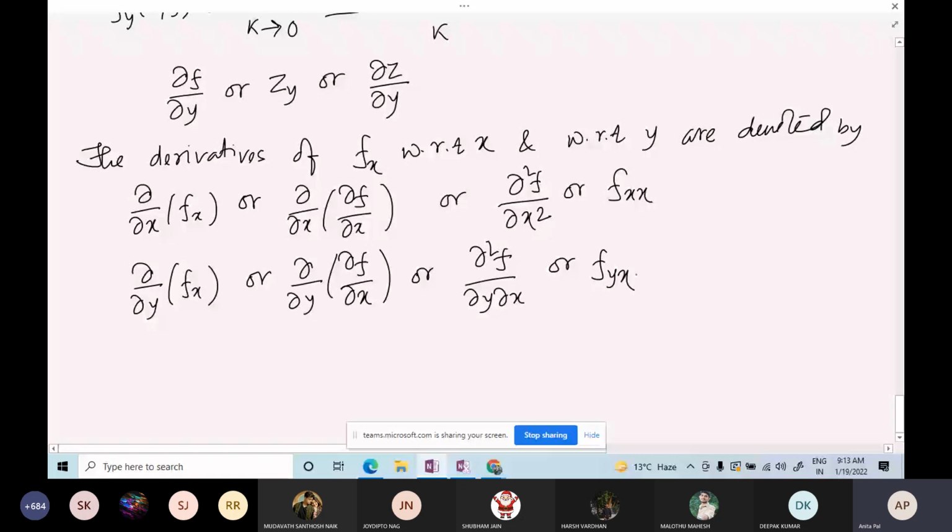So I hope you can understand how the second order partial derivatives are written. Now these derivatives, fxx, fyy, fxy, fyx, these are all known as second order partial derivatives.